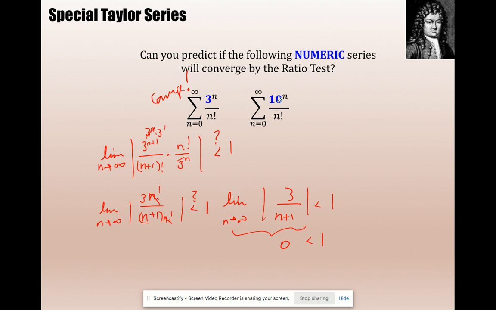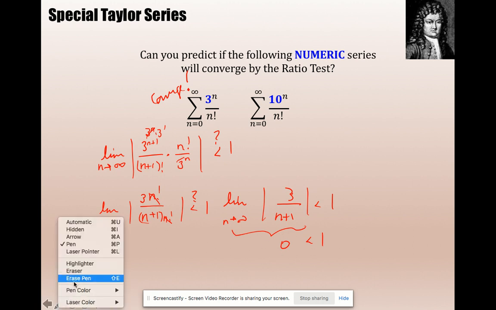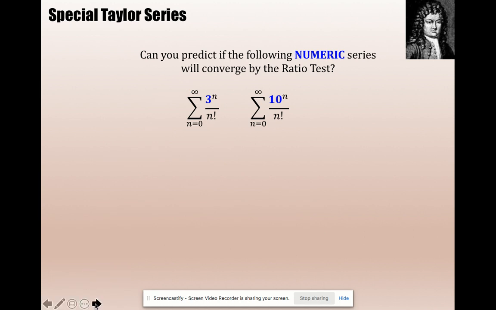So can you predict what will happen if I have a 10 instead of a 3? Isn't the same thing going to happen? I'm just going to end up with a 10 over n plus 1, which that limit as I go to infinity is going to be 0. All right, so a little numeric series review with the ratio test.